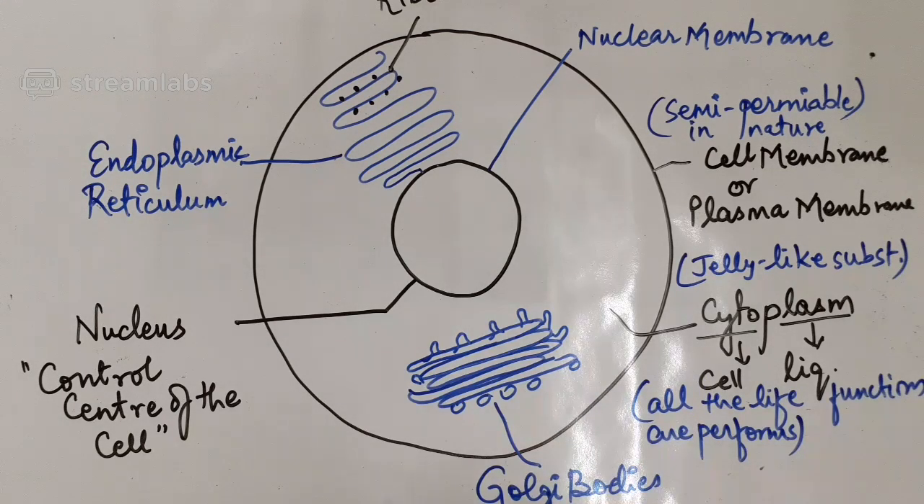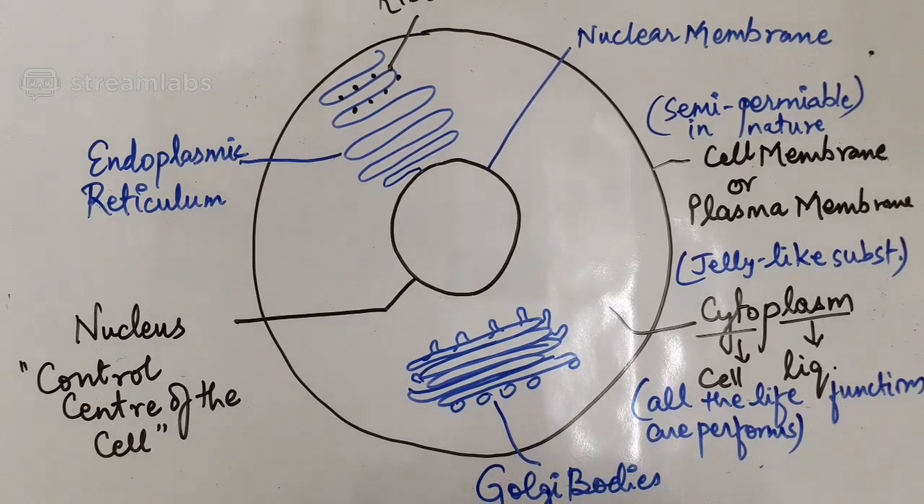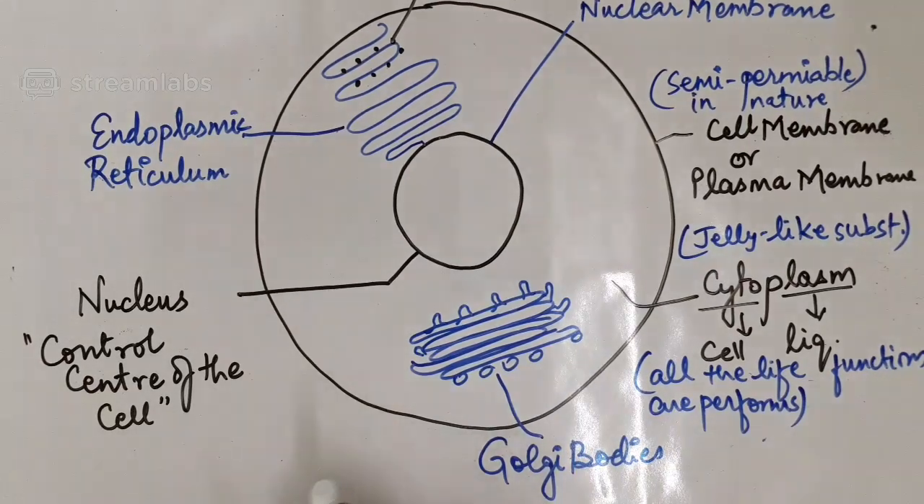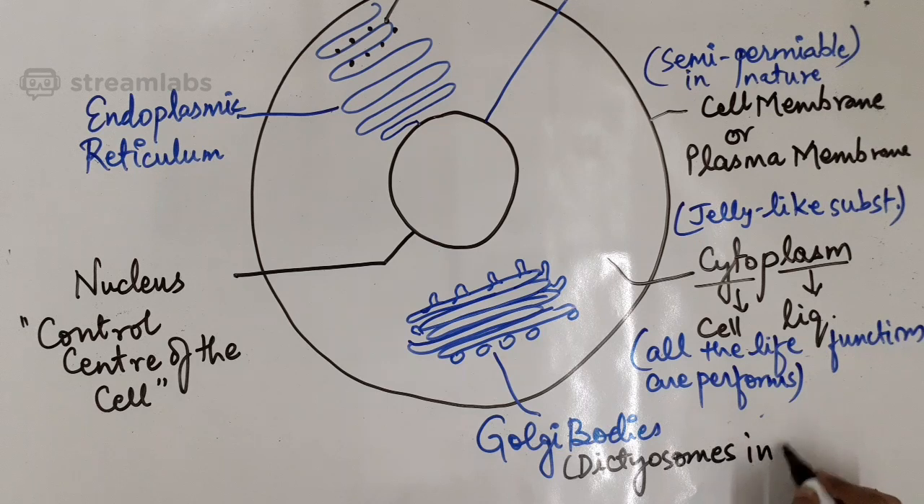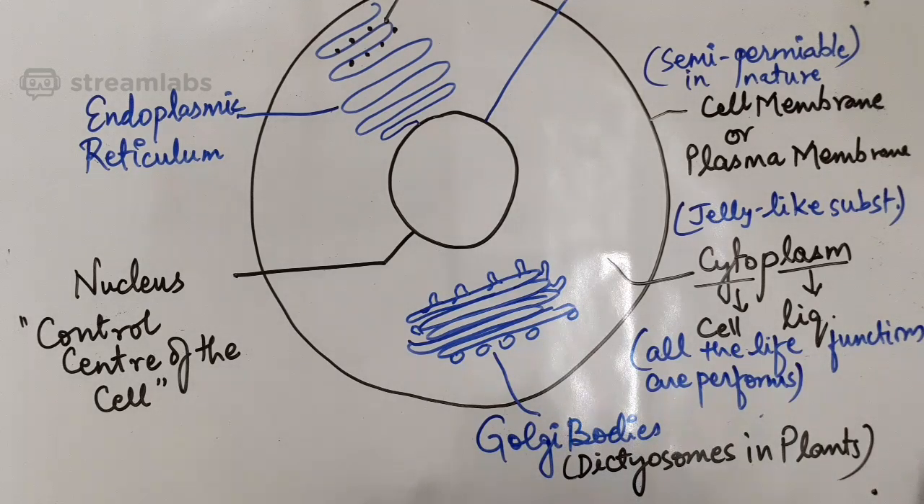Okay, in plants Golgi bodies are also called dictyosomes. I'm just writing it down. Dictyosomes in plants. These have the function of secretion and also the transportation of materials within the cell or outside the cell.